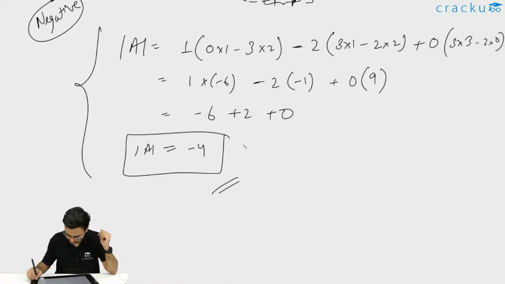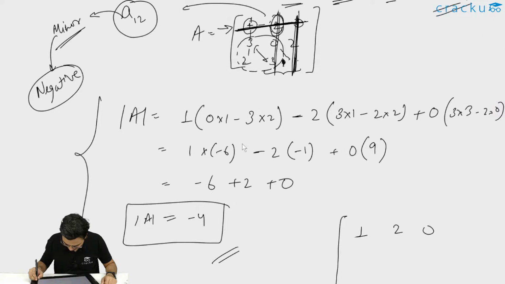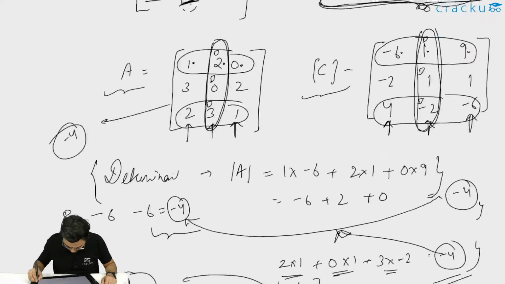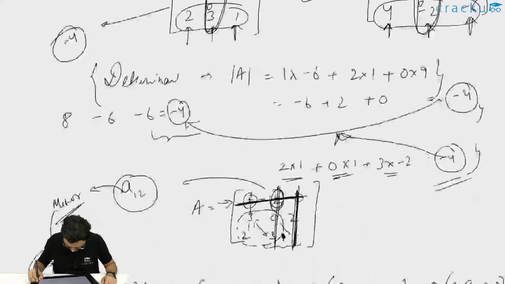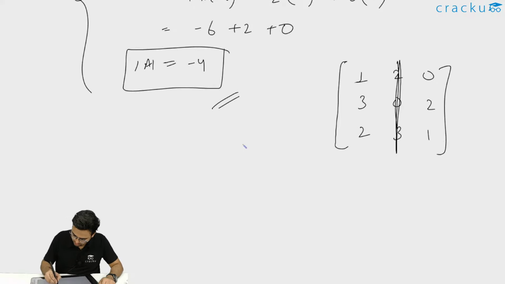So let's say this is 1 2 0, then we have 3 0 2, then we have 2 3 1. So what I can do, I'll now take the second column. Let's say I have to calculate along the second column. I'll first take 2. Now this is A12, first row and second column, so I have to remove the first row.